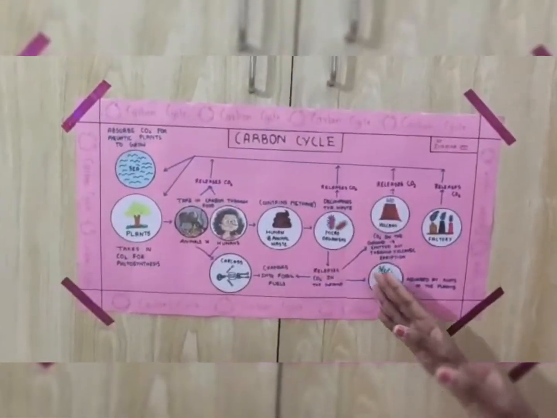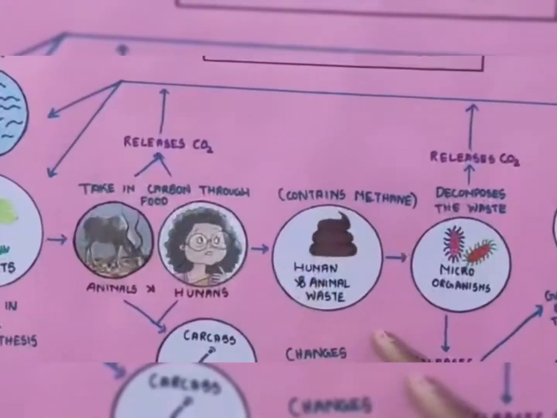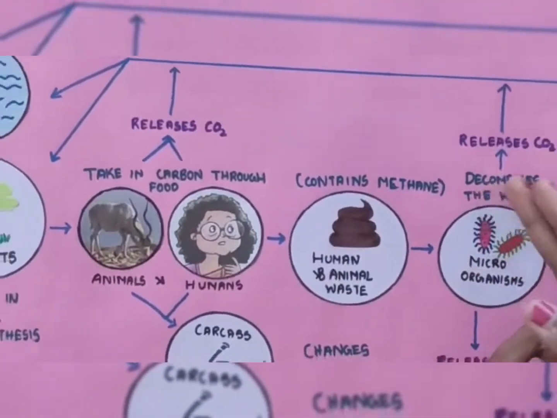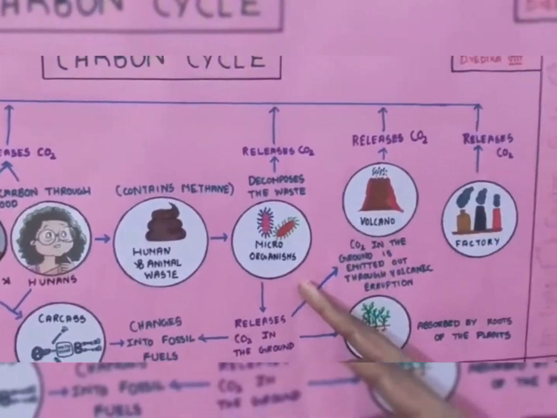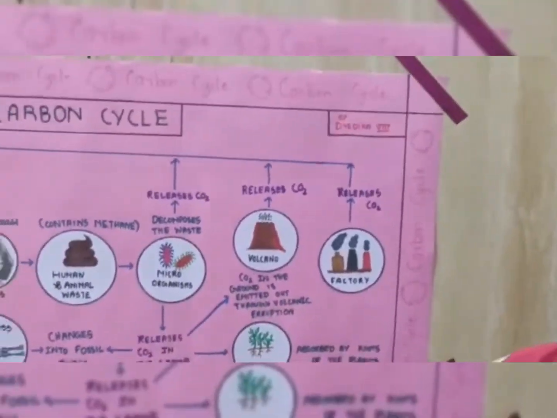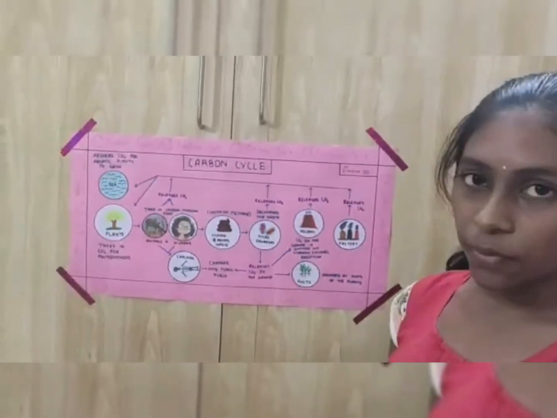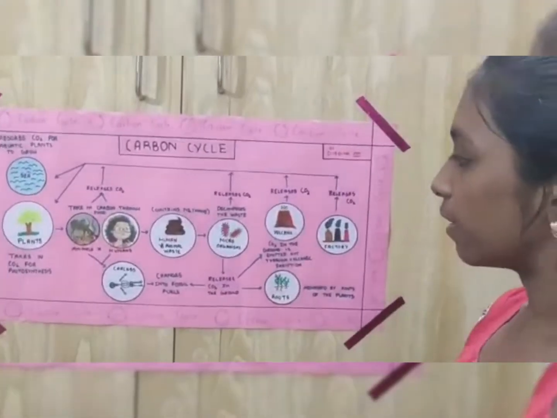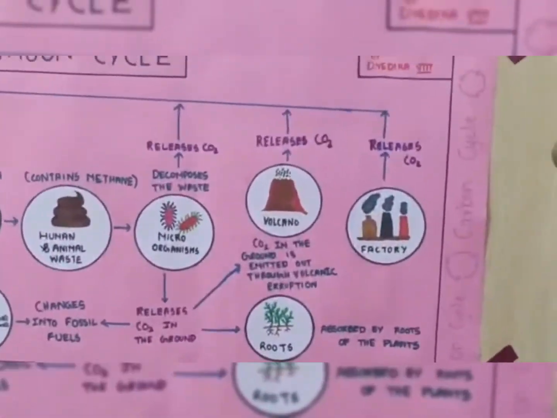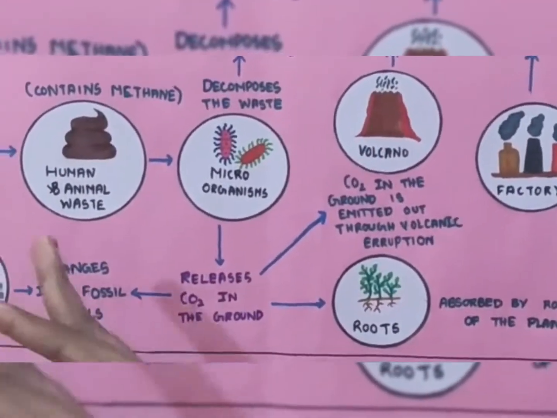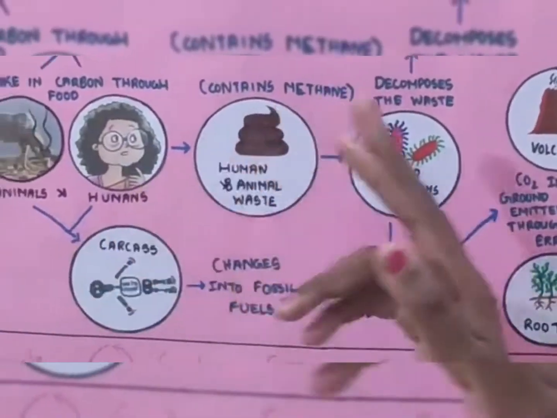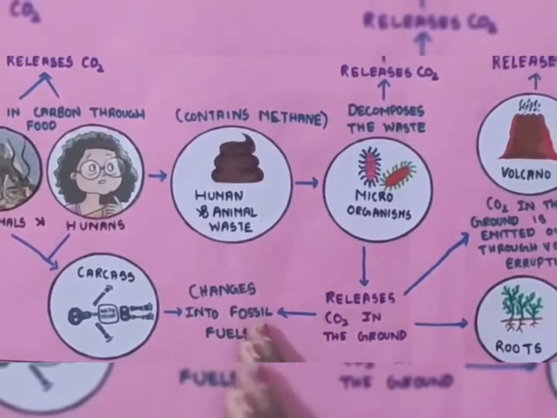Animals and humans excrete waste which contains methane. This waste is decomposed by microorganisms. Microorganisms release CO2 in the ground and also in the atmosphere. This CO2 released in the ground is used to make fossil fuels. Even carcasses of animals and humans are also used to make these.